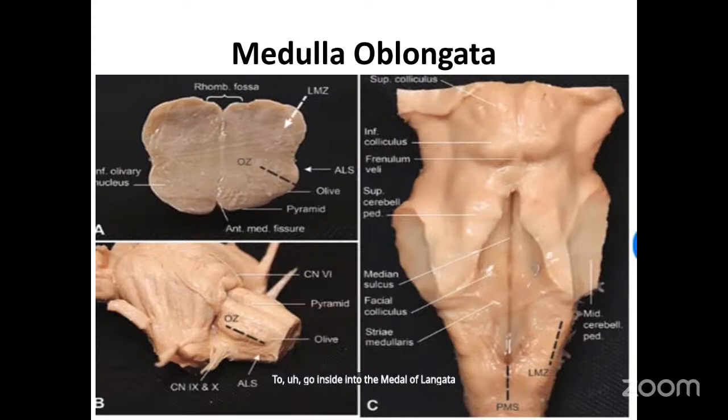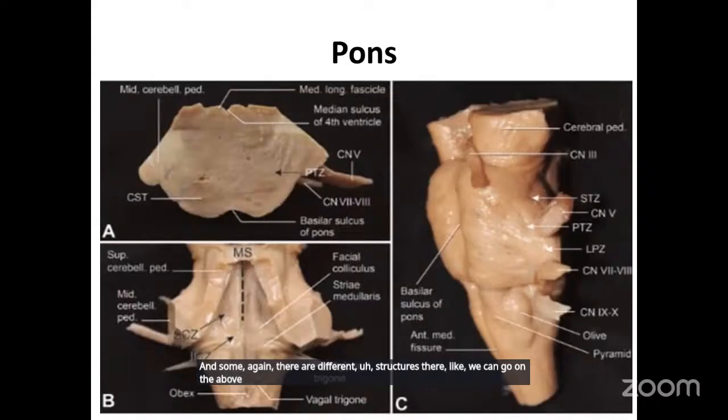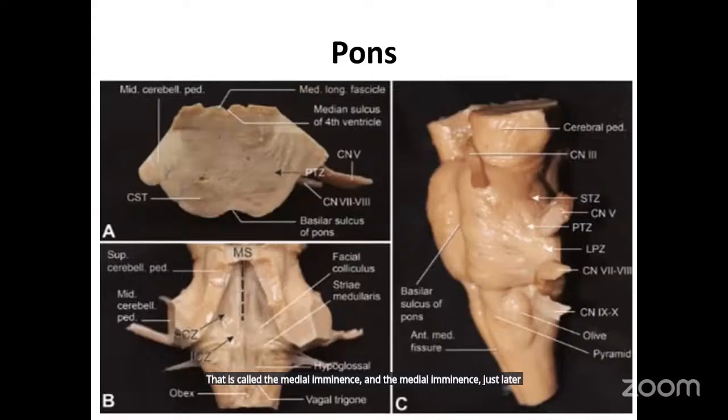On any side of the brainstem, it could be the pons, it could be the midbrain. Likewise in the pons, we can see the median fissure, and there are different structures there. We can go just lateral to the medial eminence. On the medial eminence, just laterally we can go inside, and the median fissure of the pons, and laterally.